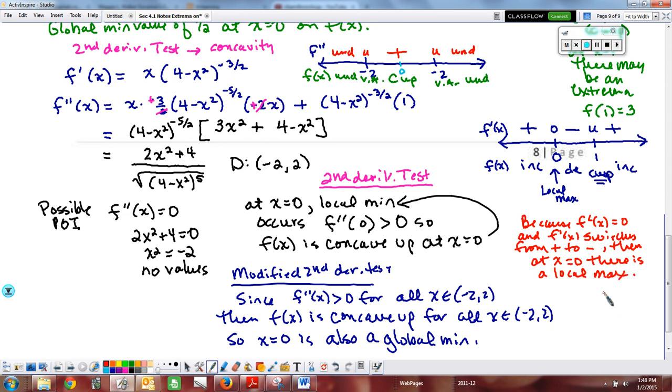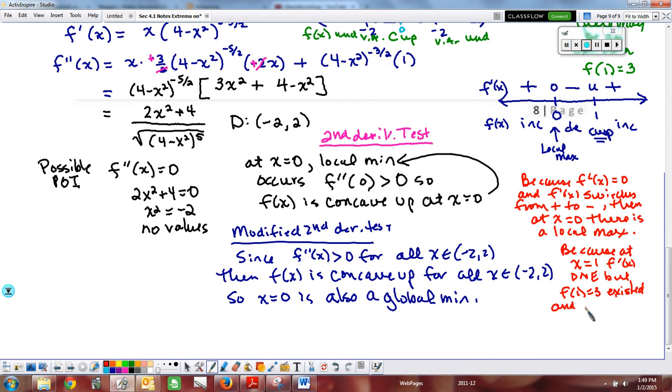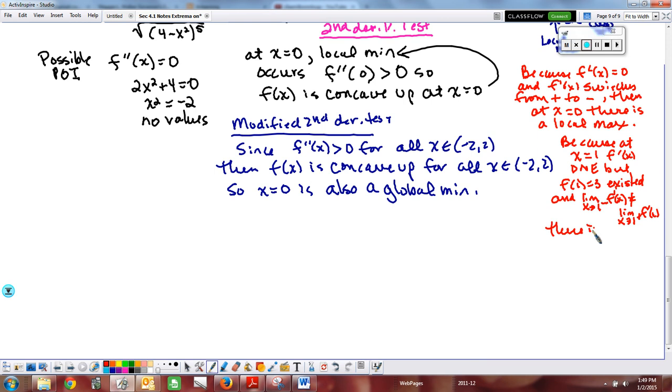Okay, now we're going to go to this part now at x equal to 1, because at x equal to 1, f prime of x does not exist, but f of 1 equal to 3 existed, and the limit as x approaches 1 from the left of f prime of x did not equal the limit as x approaches 1 from the right of f prime of x. There is a cusp at x equal to 1.